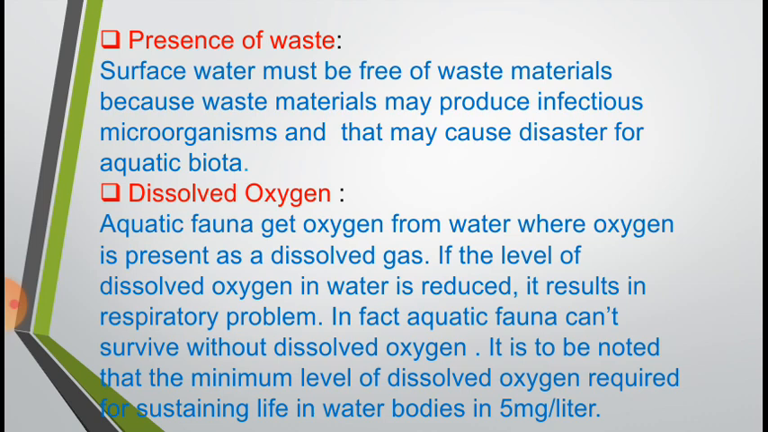Dissolved oxygen. Aquatic fauna get oxygen from water, where oxygen is present as a dissolved gas. If the level of dissolved oxygen in water is reduced, it results in respiratory problems. In fact, aquatic fauna cannot survive without dissolved oxygen. It is to be noted that the minimum level of dissolved oxygen required for sustaining life in water bodies is 5 mg per liter.